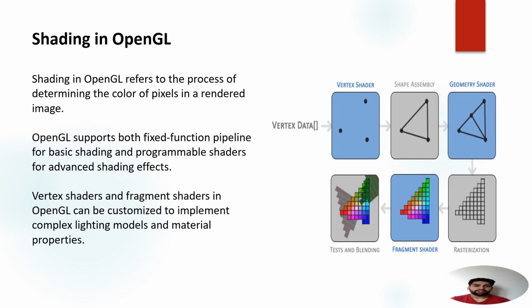Next one is shading in OpenGL. Shading in OpenGL refers to the process of determining the color of pixels in a rendered image. OpenGL supports both the fixed function pipeline for basic shading and programmable shaders for advanced shading effects. Vertex shaders and fragment shaders in OpenGL can be customized to implement complex lighting models and material properties.